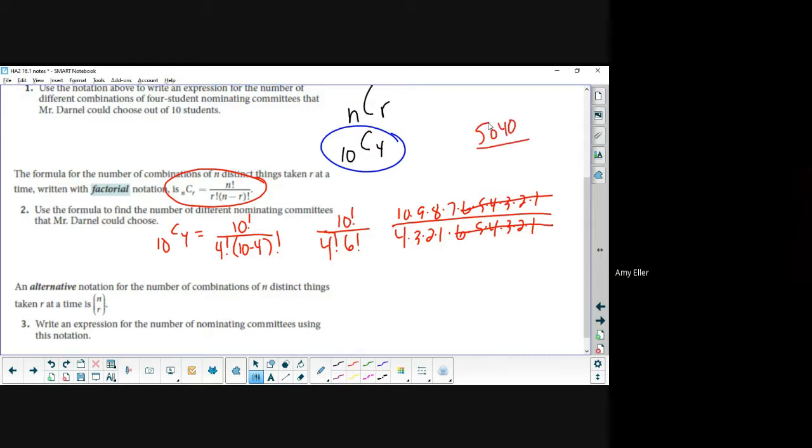I get 5040. And on the bottom, we don't have to type everything because we've already got some stuff that cancels. You just have to take 4 times 3 times 2 times 1.